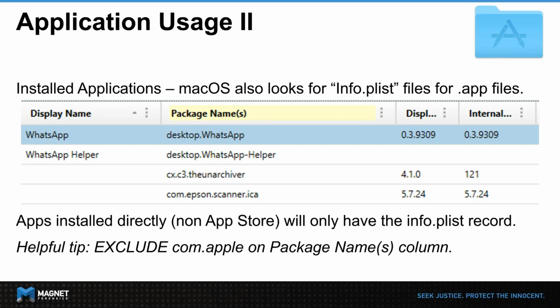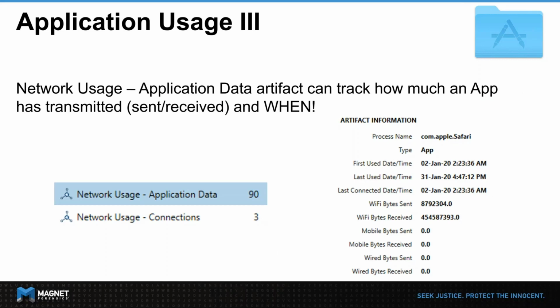I always like to exclude the com.apple, which is the reverse domain of the different applications. You can do that inside the advanced filtering in Axiom so that you're only going to see the third-party apps versus seeing all of the native Apple apps as well. A little bit more on the application usage.